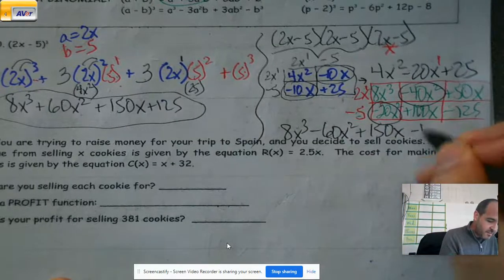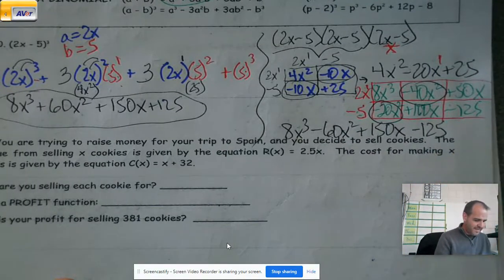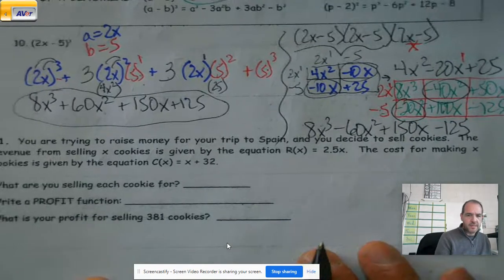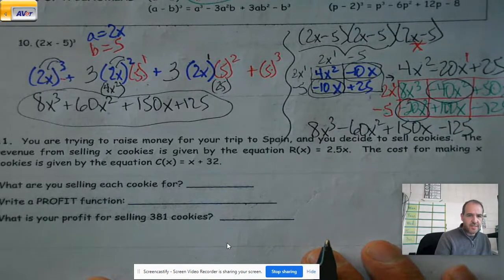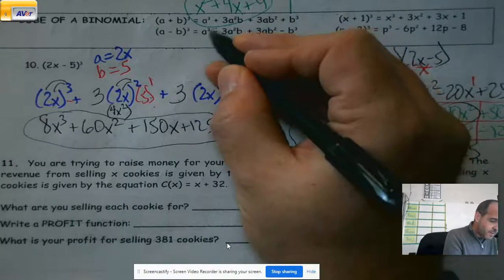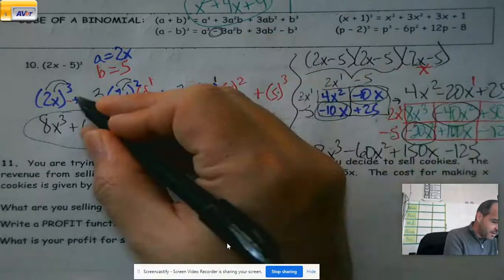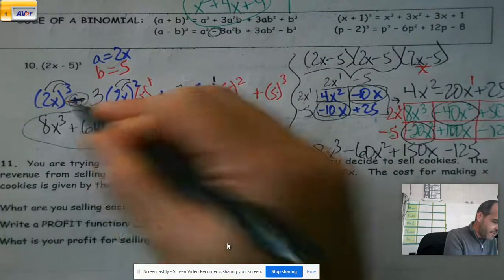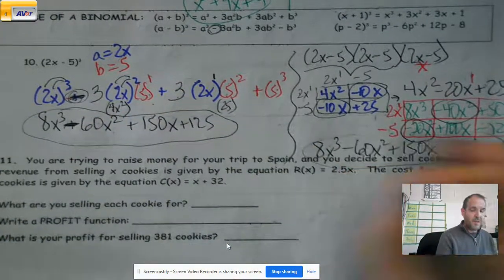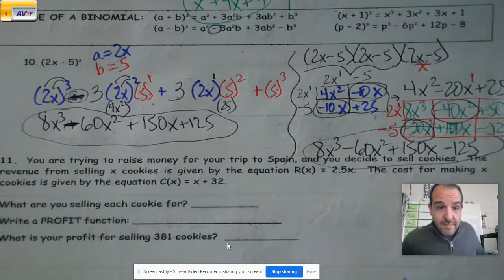150x minus 125. Okay, let's see what happened here. What did Hardy miss that changed things up here? Hardy didn't copy the formula right. See how this says minus? Hardy paid no attention. Didn't make that minus like I was supposed to. Okay. Now they're the same. So I didn't really make a huge boo-boo, but I did make enough of one.